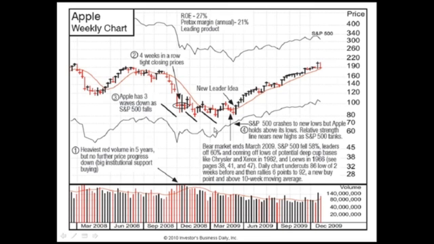So what happened here, you had your 3 waves down, and you turn and rally up, and then you come down for 4 red weeks, and this third one, you see the volume picking up. Now, these are subtle details, but you're supposed to learn to analyze a chart accurately.